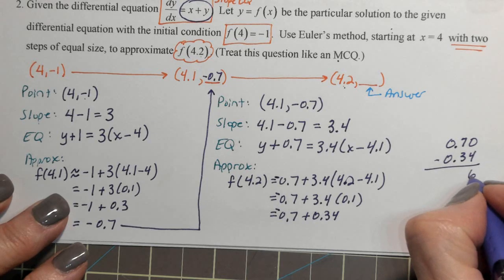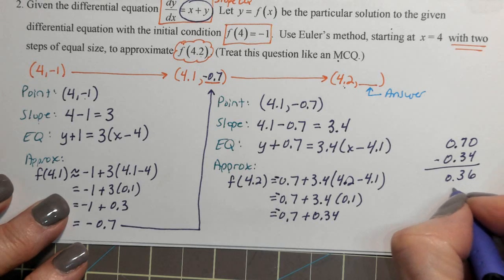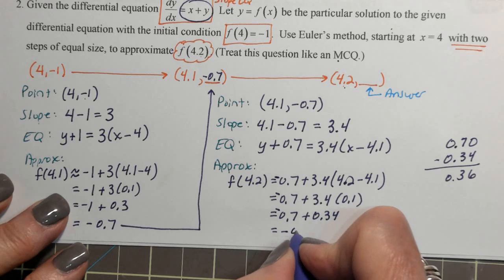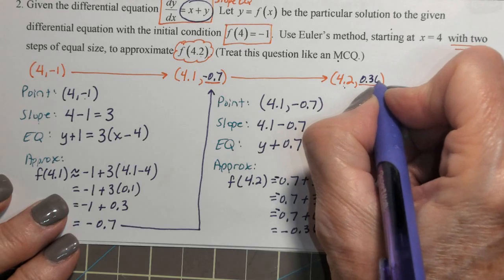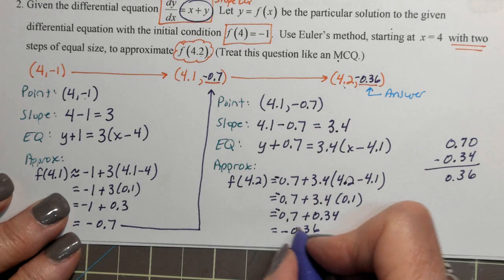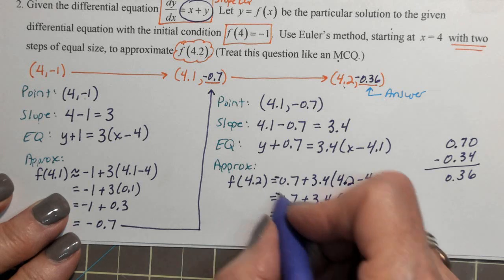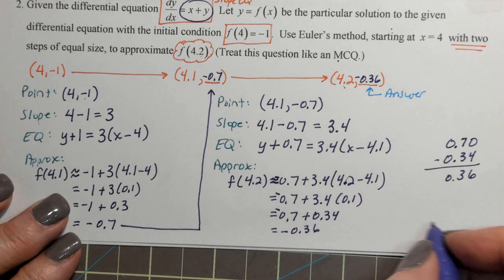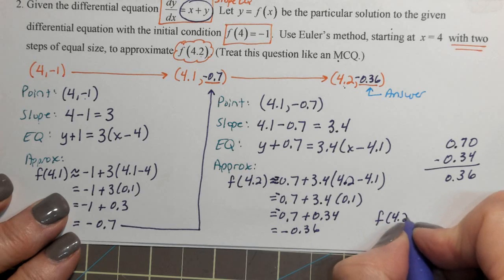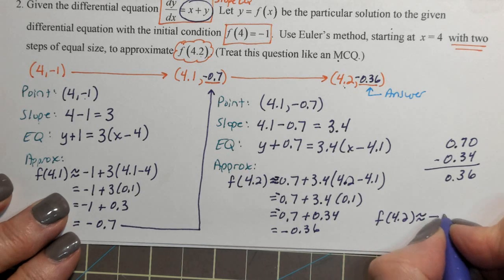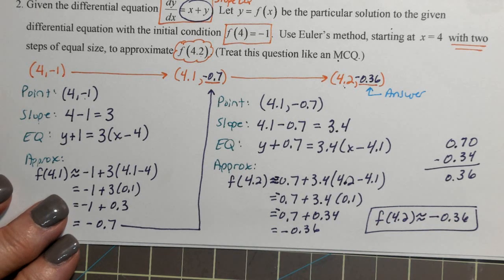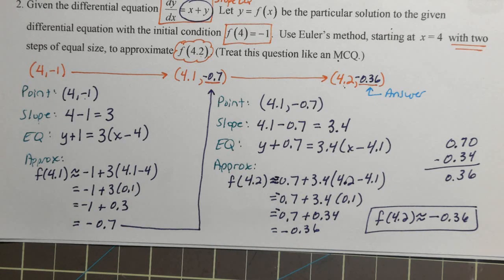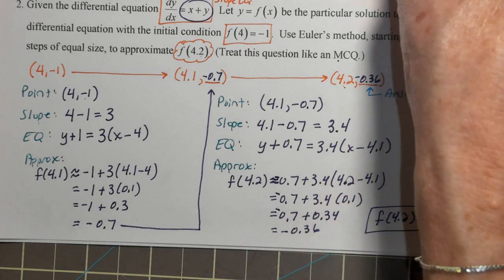So this is going to be 0.36, right? So this is going to be a negative 0.36. So that is our final answer, negative 0.36. That is our approximation, and we don't have to rewrite it here. Our approximation, f of 4.2, is approximately equal to negative 0.36. Multiple choice answer. Because if it was FRQ, I would definitely not have dealt with decimals. Definitely. All right, next example.